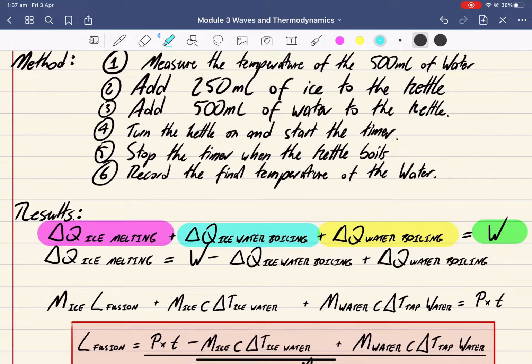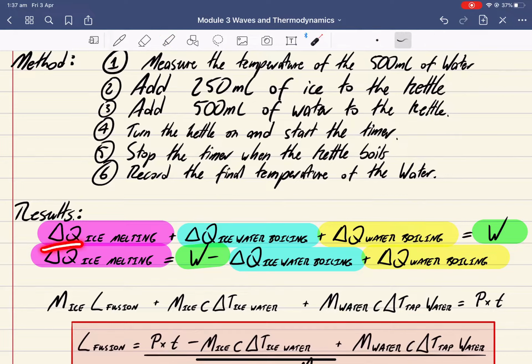So we can rearrange this equation. We're going to hold on the left-hand side the energy of the ice melting. If we throw these two terms on the right, that's actually equal to the amount of energy that the kettle used, W, minus the change in energy of the ice water boiling, plus the change in energy of the tap water boiling. So that's quite interesting. However, we've got a bit of a problem here.